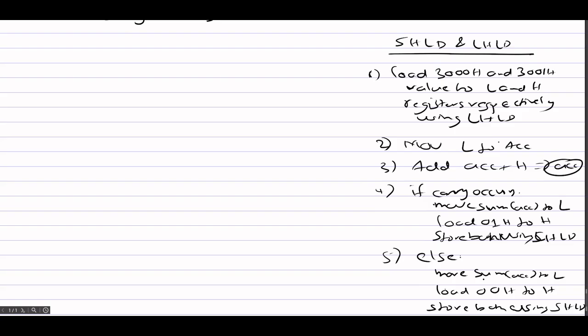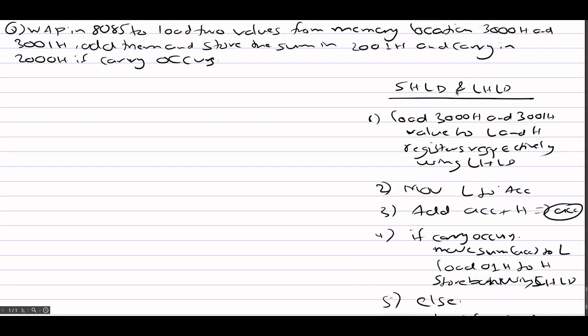If you remember SHLD and LHLD instruction, we know that we can directly transfer 16-bit values from processor to memory or memory to processor using these two instructions. So we'll use the same approach here. First of all, what we're going to do is we're going to load these two values in register H and L. So LHLD 3000H is going to load both the values of 3000H as well as 3001H. So the value from 3000H is going to go to register L, and then the value of 3001H will go to register H. Now we can move either of these values to accumulator.